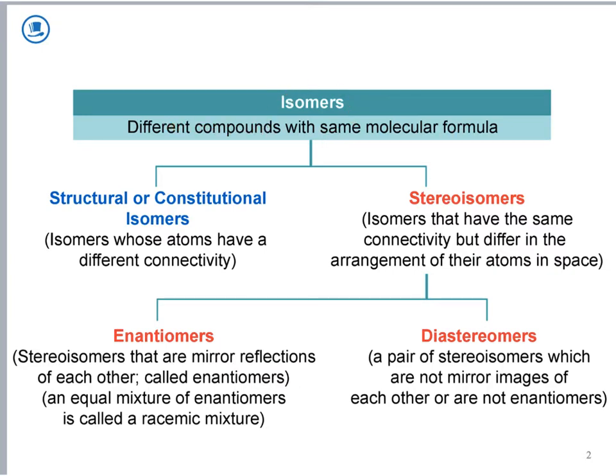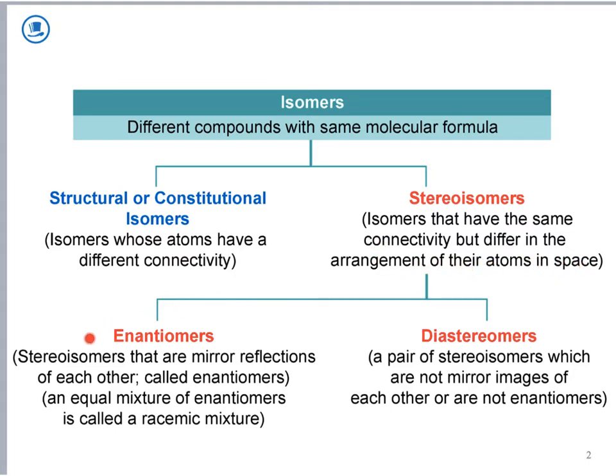So they're the same molecular formula, but actually different compounds. Right? So the most basic one to understand is structural or constitutional isomers. Those are isomers whose atoms have a different connectivity. Stereoisomers, however, are isomers that have the same connectivity, right? The same bonds. The same things are bonded to each other, but in a different arrangement in space.